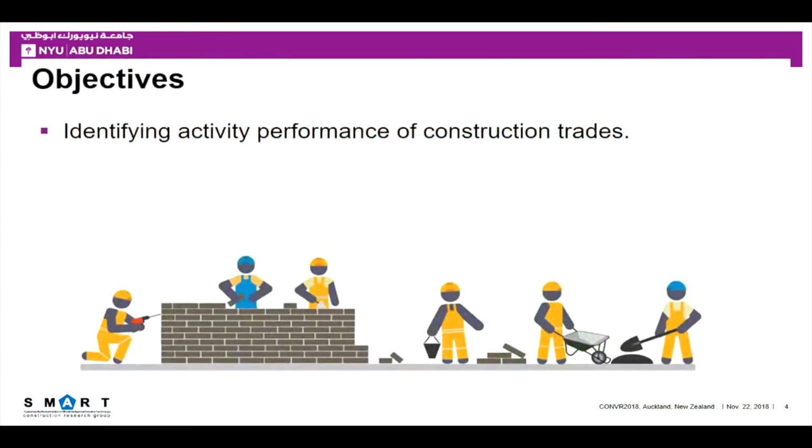The objectives of our project are subdivided into three. The first one is identifying activity performance of construction trades. You can see from the image, most of the tasks that we see on the BIM or any schedule involve the outputs of multiple trades, and it's sometimes very hard to track which trade is actually responsible for any delay. So we need to find out which one it is, and we will try to come up with a methodology to do that.